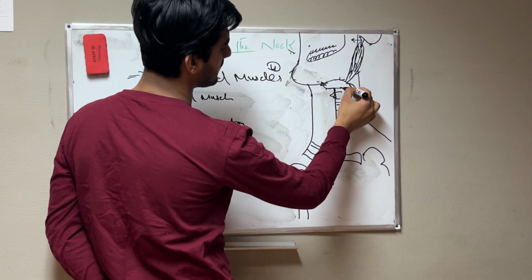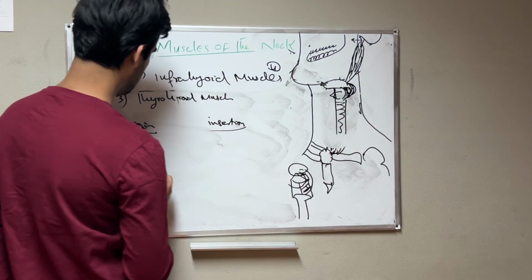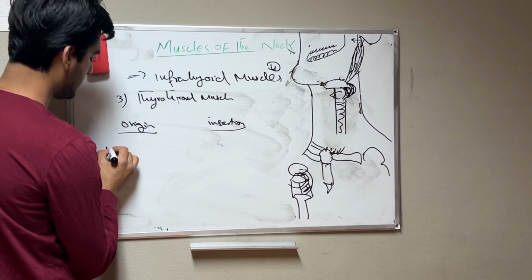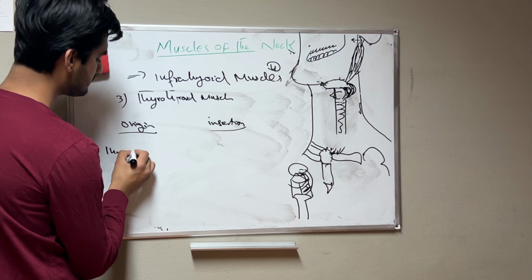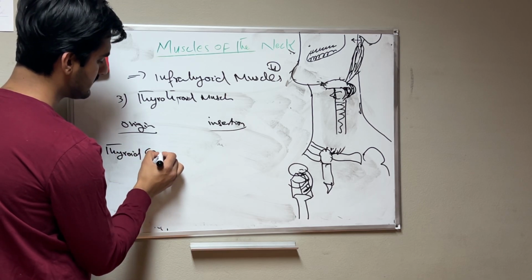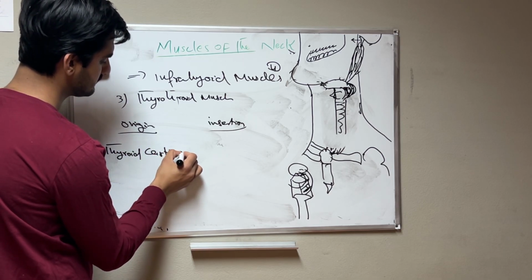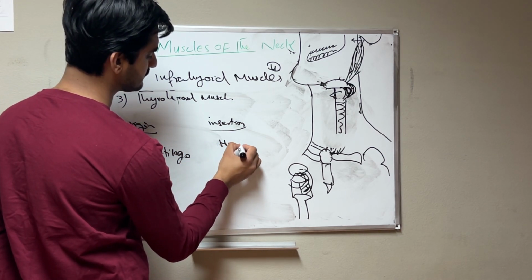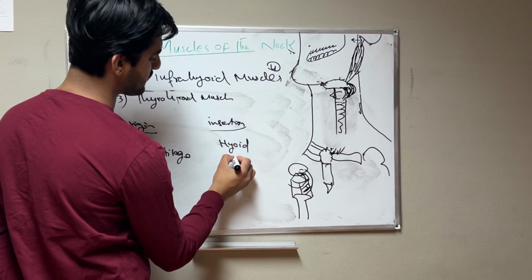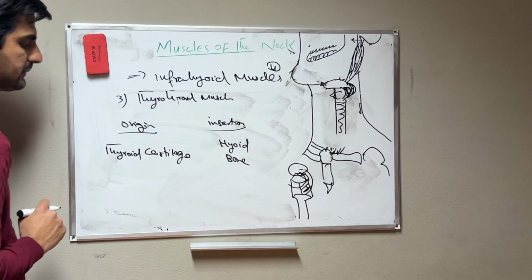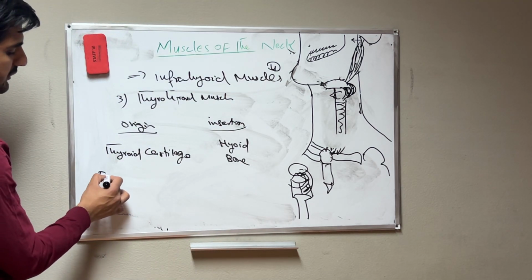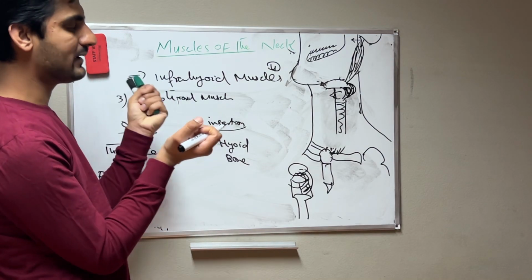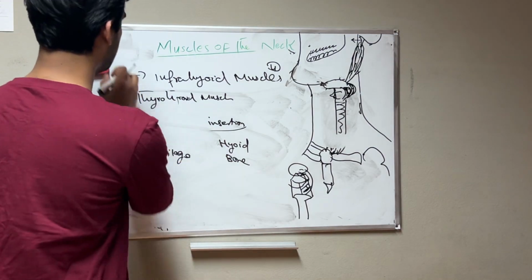This is the muscle, the thyrohyoid muscle. It originates from the thyroid cartilage and is inserted into the hyoid bone. These are the third muscle of the infrahyoid muscles. As for the function, all supra and infrahyoid muscles hold the hyoid bone in place in the neck region.